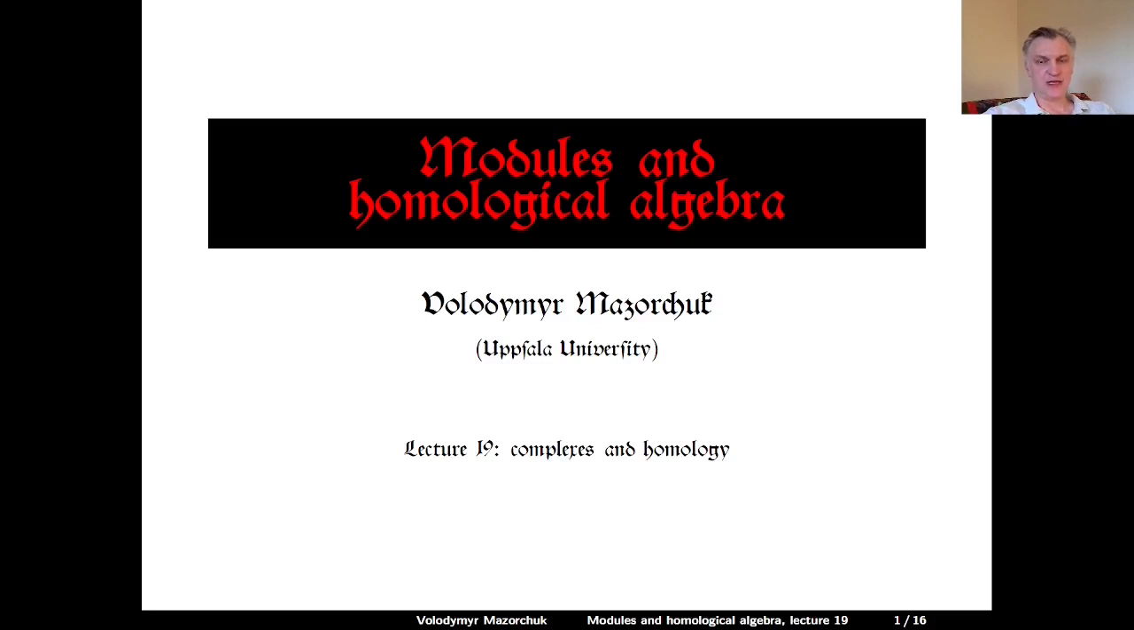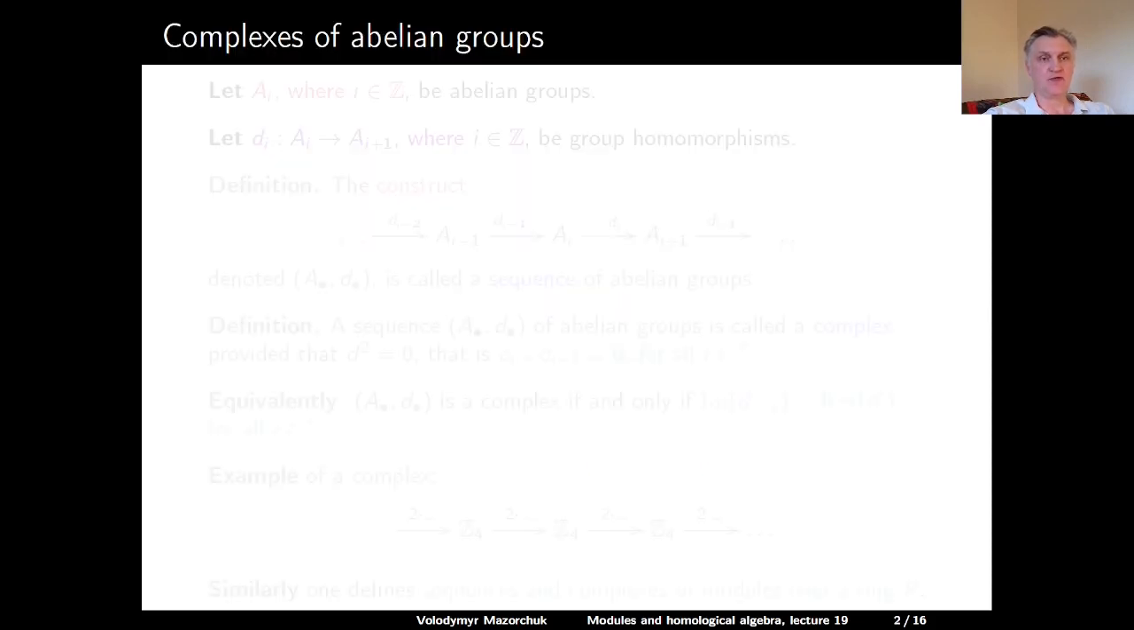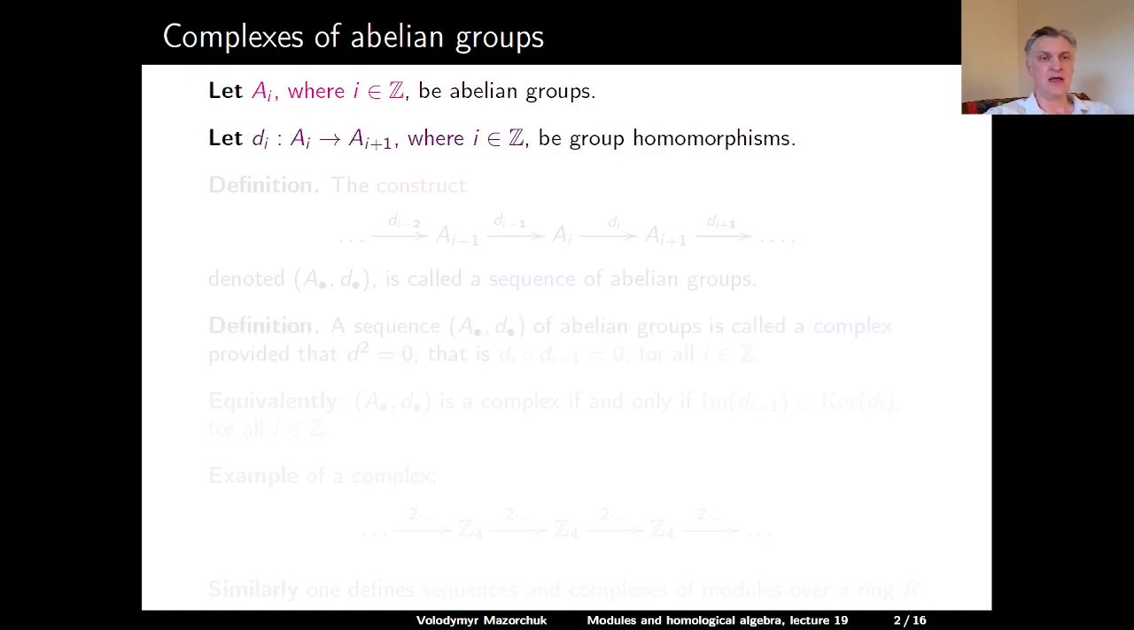Modules and Homological Algebra, Lecture 19, Complexes and Homology. We start from the definition of a complex of abelian groups. Let A_i be a collection of abelian groups which are indexed by an integer i. For any integer i, let d_i be a group homomorphism from A_i to A_{i+1}.